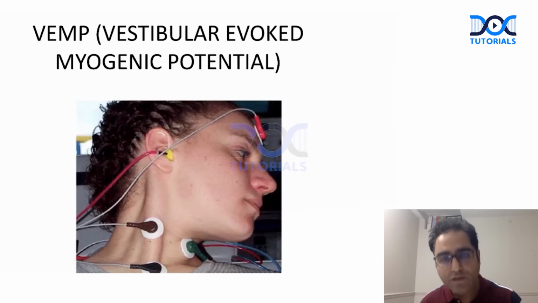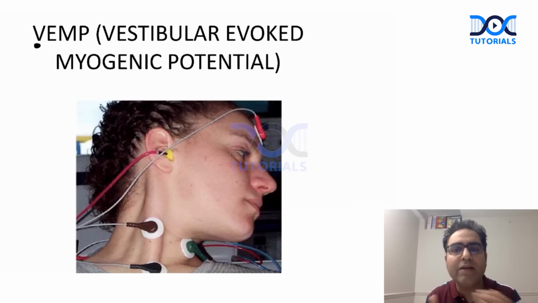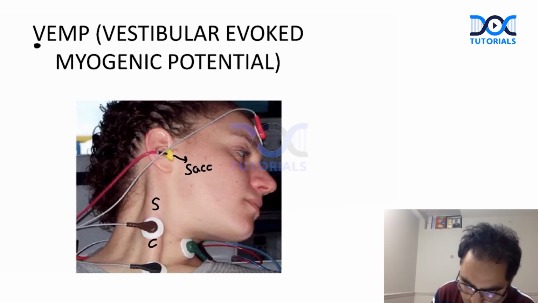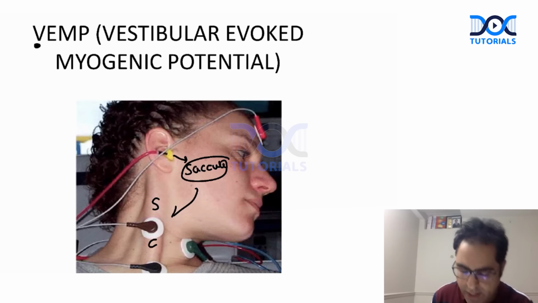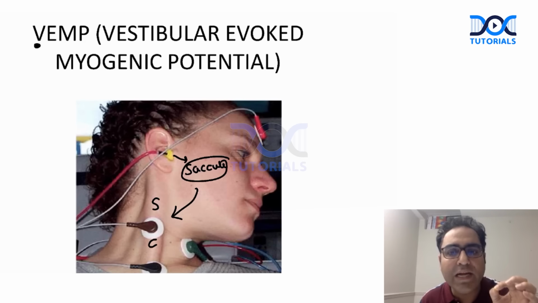Okay, now let us do one more investigation for the inner ear: vestibular evoked myogenic potential, VEMP. V for vestibular. Vestibule means the utricle and saccule area. Vestibular evoked myogenic potential. You put the electrode on the sternocleidomastoid muscle. So basically, you are giving stimulation to the saccule with loud sound, and you are recording the activity in the sternocleidomastoid muscle. So what is the principle of VEMP? You stimulate the saccule with loud sound, and you record the activity of the sternocleidomastoid muscle. That is why it is called vestibular evoked myogenic potential, a muscular thing.